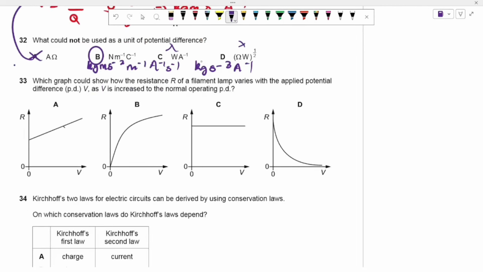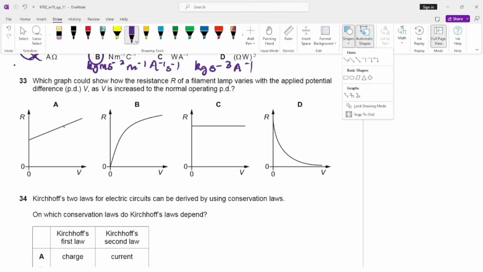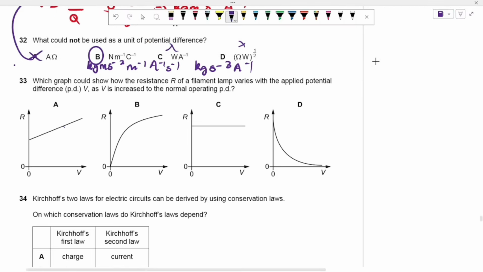33. Which graph could show how the resistance R of a filament lamp varies with the applied potential difference PD as V is increased to the normal operating PD? Okay, what do you know? You have seen this graph popularly. I like this graph a lot.